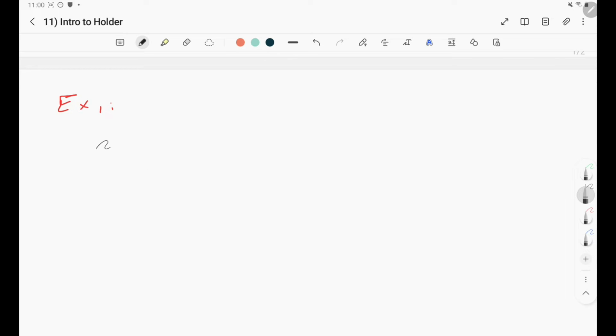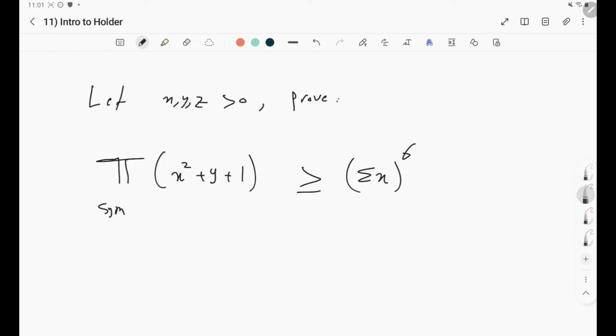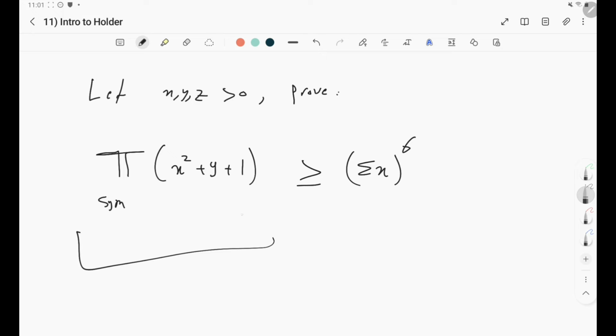Alright, here is a very simple example. Let's say we have three positive numbers, and we need to prove the following inequality: the product of x squared plus y plus 1. This thing is symmetric, so we have all of the combinations of these guys. This thing is greater than or equal to sigma x to the power 6. That's it simply. As you can see, we have here 6 terms, and here we also have 6 terms. But is this homogeneous? Sure, no, because you can see degree 2, degree 1, degree 0, so this thing is not homogeneous. Alright, how exactly can we handle something like this?